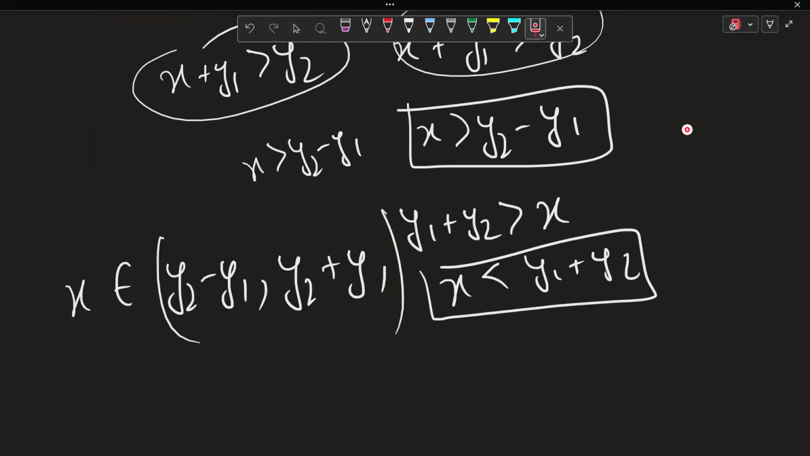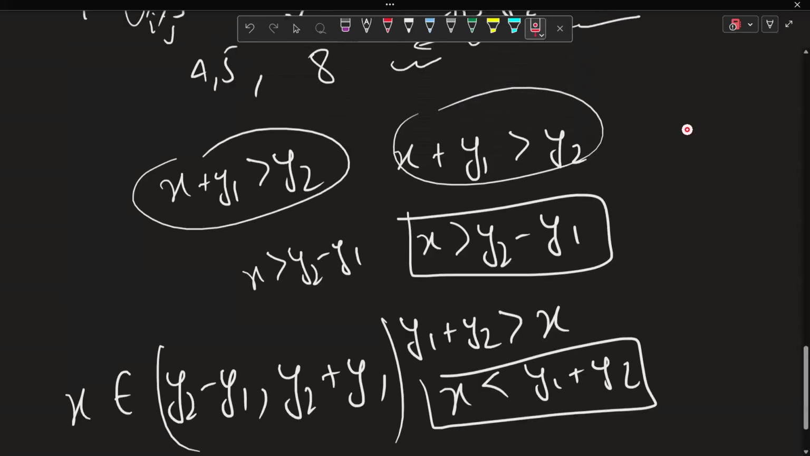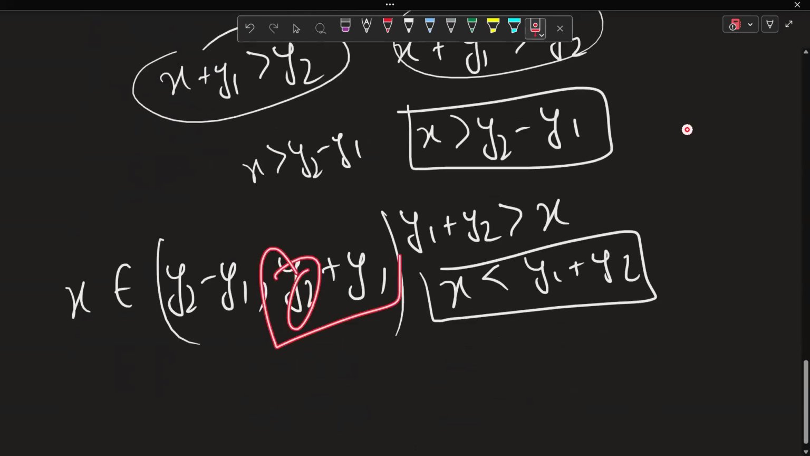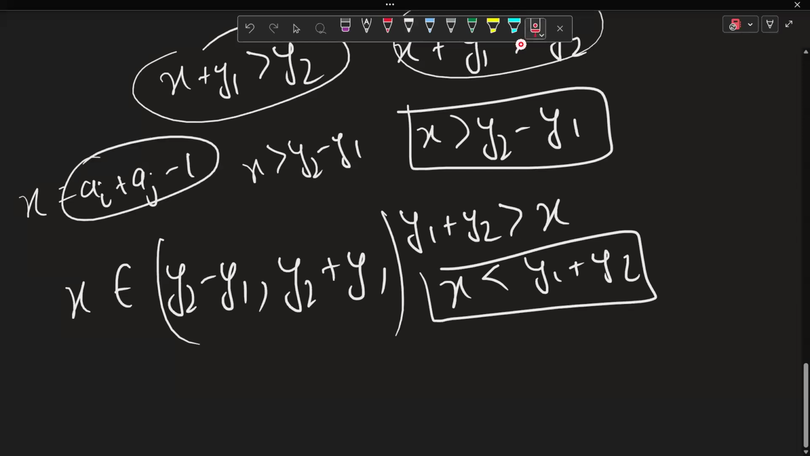Because we would always replace with the maximum value of x, and further, when this x gets replaced, it would act as a y for some other value. So the sum of y1 and y2 would also increase. So it would always be greedily best to select the maximum value, which is y1 plus y2 minus 1. So basically you are always replacing x with ai plus aj minus 1. You select two values and replace them with this.